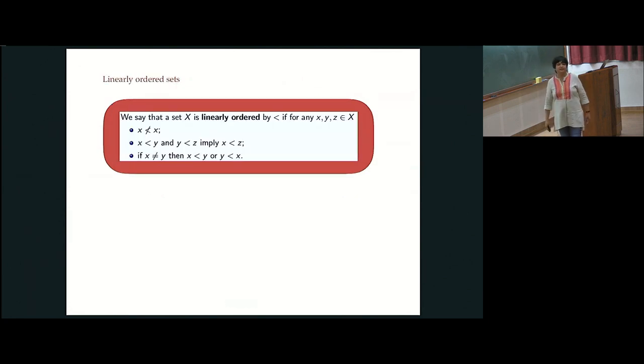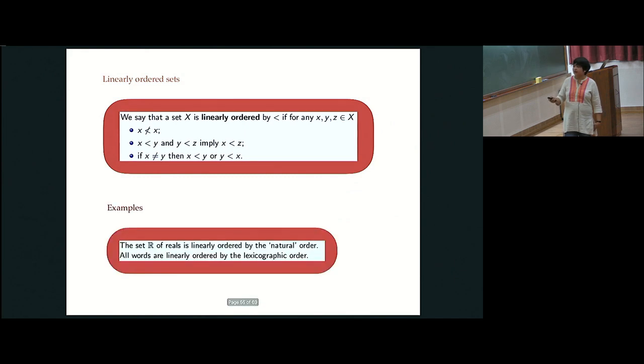Let's start with the definition of linearly ordered sets. We say that a set is linearly ordered by less than if it's irreflexive, transitive, and satisfies the law of trichotomy. Okay. R is linearly ordered by the natural order. You can think of all words, let's say in English or any language, linearly ordered by the lexicographic order.